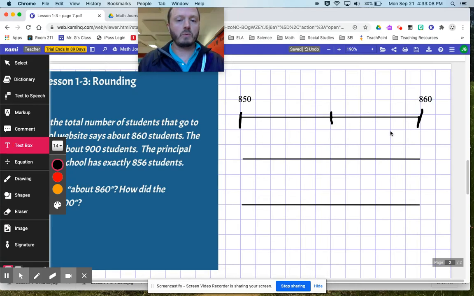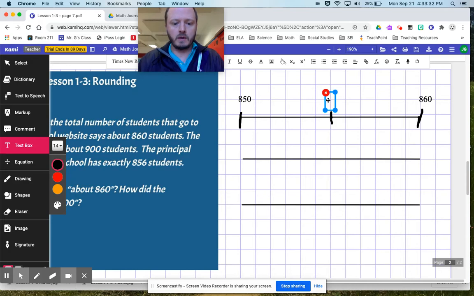Because the reason I chose those two numbers is that 856, if we were counting by tens, would be between those two numbers. 850 is just below it. 860 is just above it. And so what's exactly halfway in between? Well, we have 855. Okay, and that's exactly halfway in between. I'm going to place that right there for us.